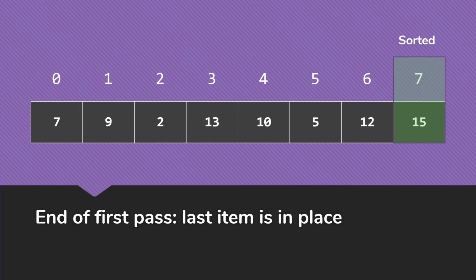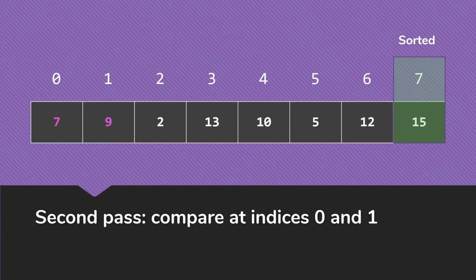So here we are at the end of the first pass, and the last item, the largest item in the array, has what we call bubbled up or bubbled to the end so that it is now guaranteed to be in place. So for the rest of the sort, we're going to ignore that value. So that brings us to our second pass. We do the same basic thing, just going to the next to last pair.